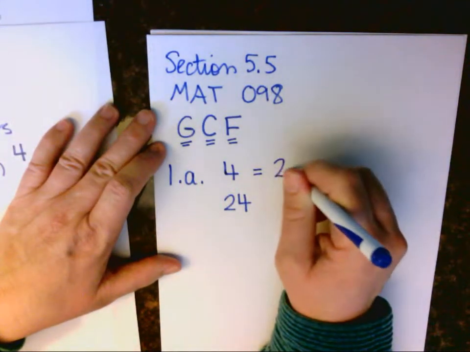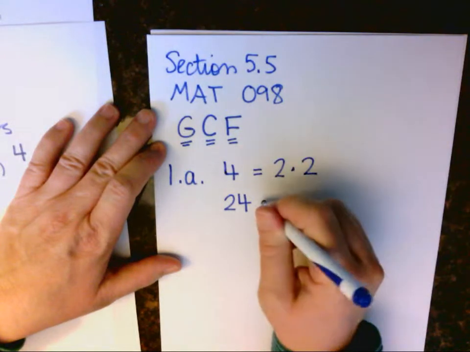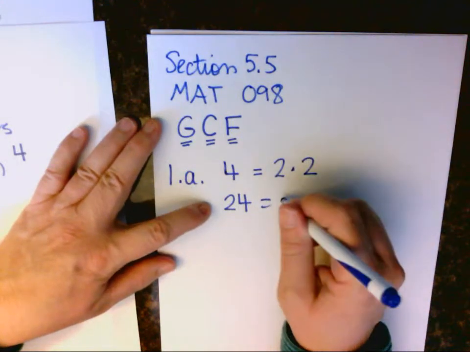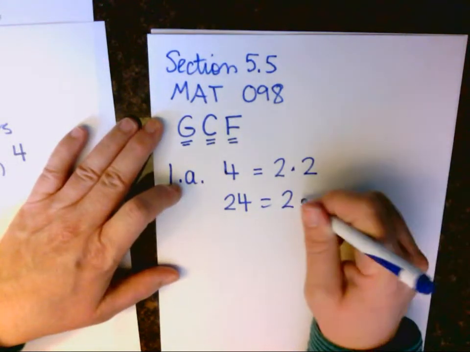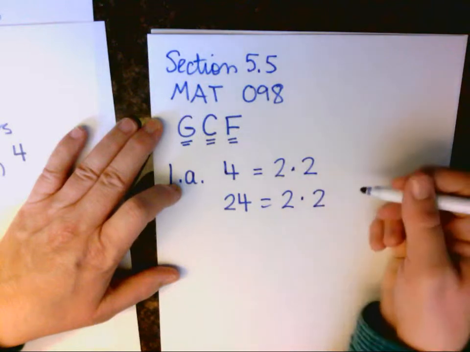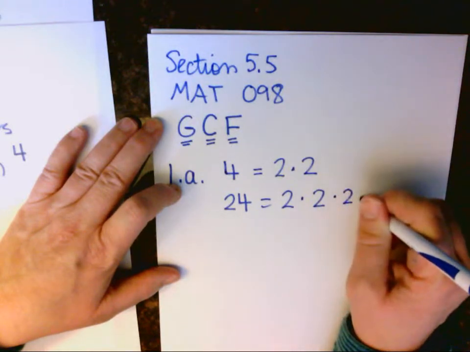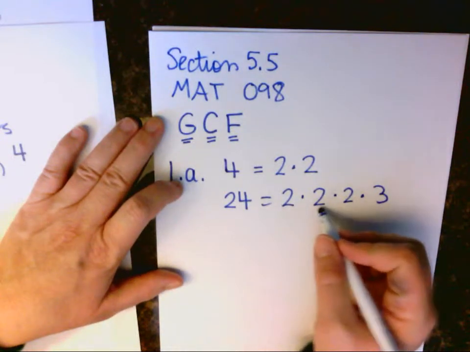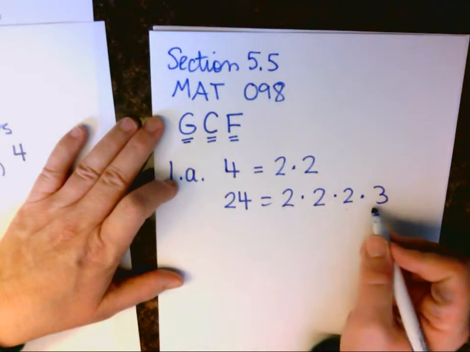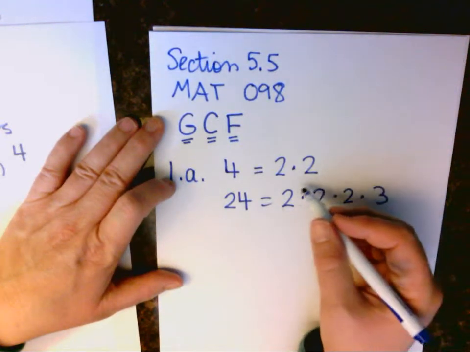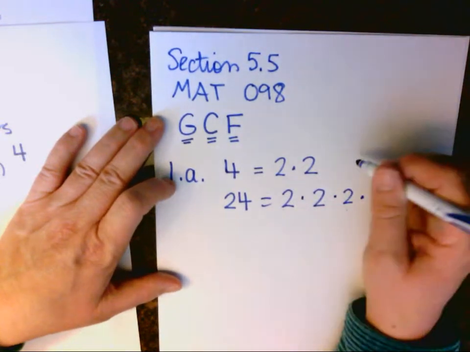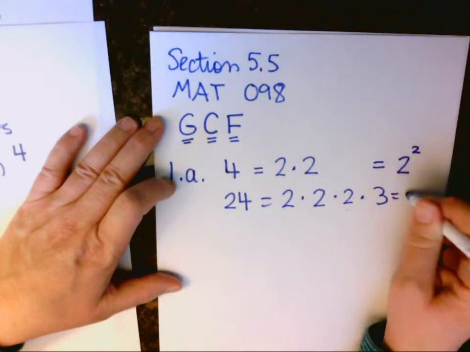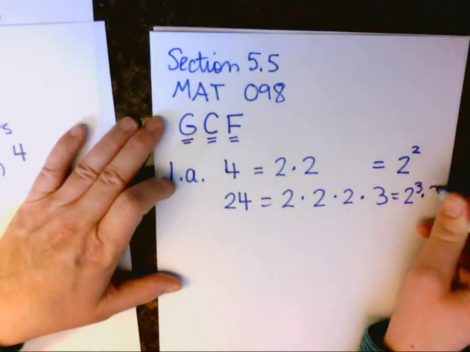4 is 2 times 2, right? This is called the prime factorization when I break it down into its smallest factors. 24 is 2 times 12, but 12 will break down into 2 times 6, and 6 will break into 2 times 3. So let's check this. 2 times 2 is 4. 4 times 2 is 8. 8 times 3 is 24. So this is what we call the prime factorization. We can also write this in exponent form. This is 2 to the second, and this is 2 to the third multiplied by 3.